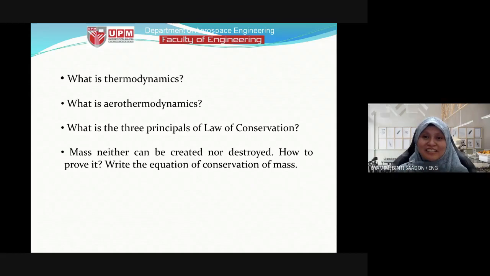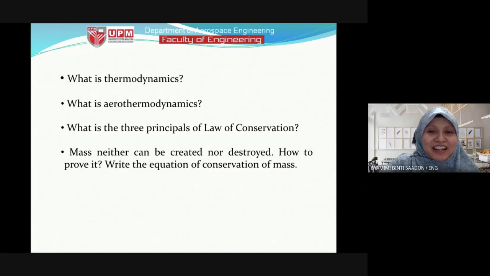Anyone want to answer? Maths, doctor. Okay, Aizudin. Maths, or sometimes we call it continuity, the equation of continuity, because in order to prove that the fluid is continuous, the mass must be conserved. So conservation of mass or continuity equation is the same. So there are three principles: continuity equation or conservation of mass, conservation of momentum, and the third one, conservation of energy.